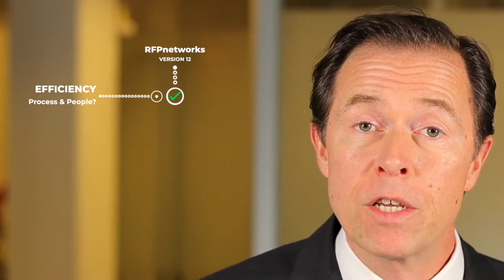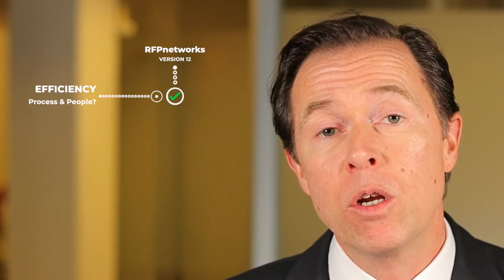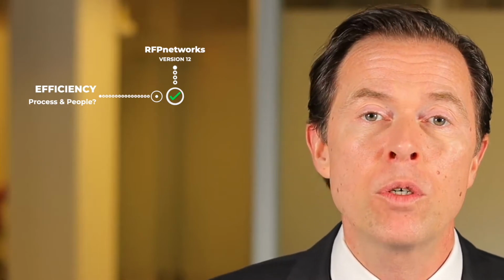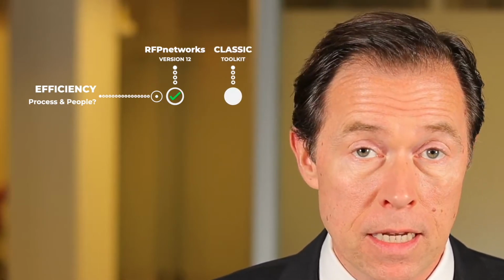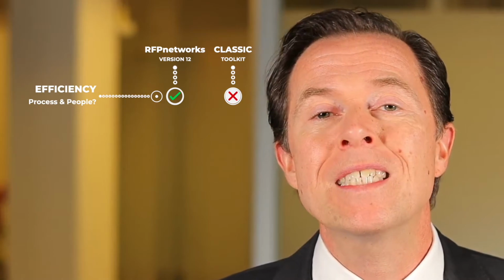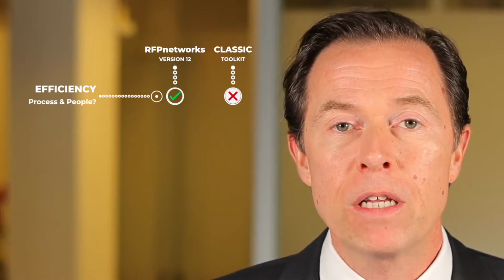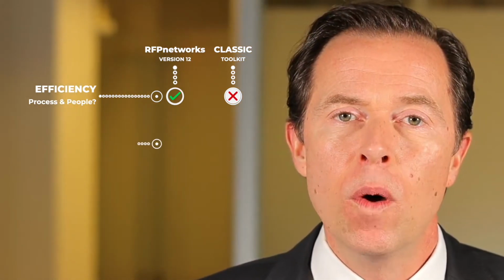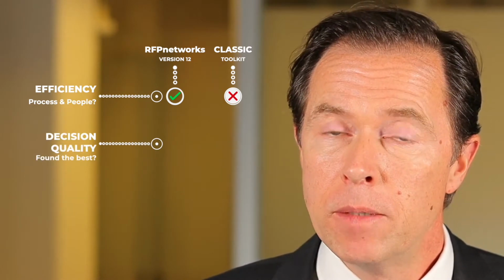Let's now look at the 3 fundamental KPIs to evaluate which toolkit is best for asset manager selection. Efficiency. Is your process fast? Are your people productive? RFP Networks handles all the non-value-add tasks, so they can focus 100% on the value-add. In contrast, using the classic toolkit, your process can take months and your people will spend weeks unnecessarily on non-value-add tasks.